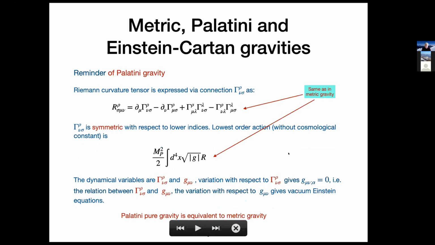So now, what is Palatini gravity? The curvature tensor is expressed via the connection exactly in the same way. This is the universal feature of all the gravities I'm going to talk about here. The connection gamma is still a symmetric quantity with respect to lower indices. Then what you do is write exactly the same action as in metric gravity, but now you consider the connection gamma and the metric as independent variables.